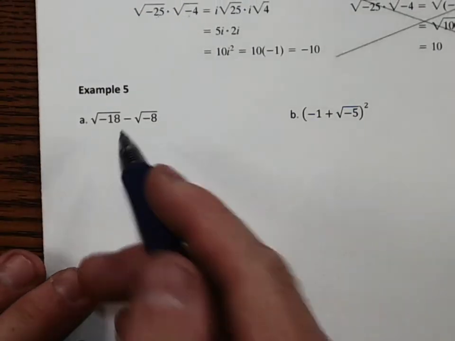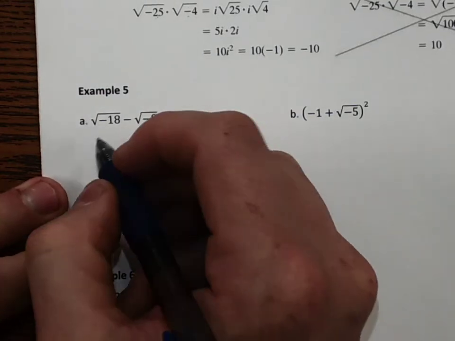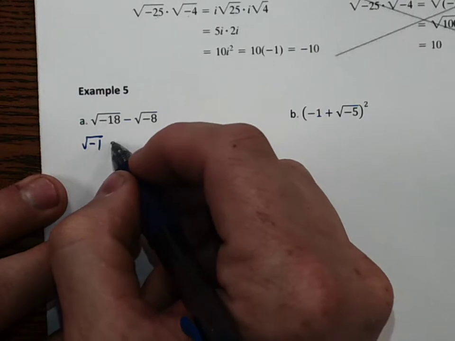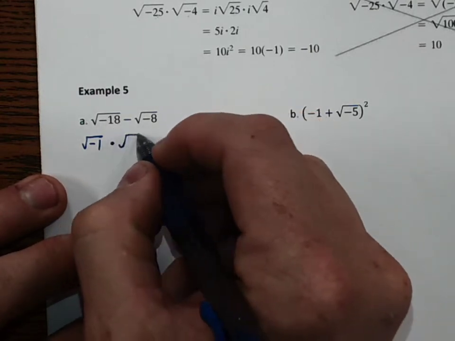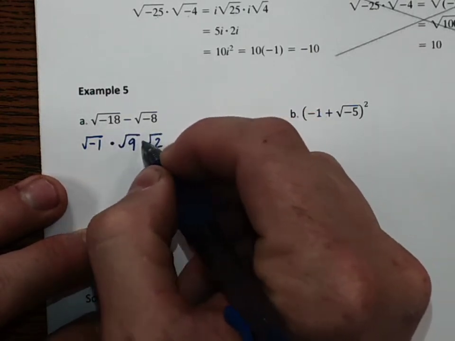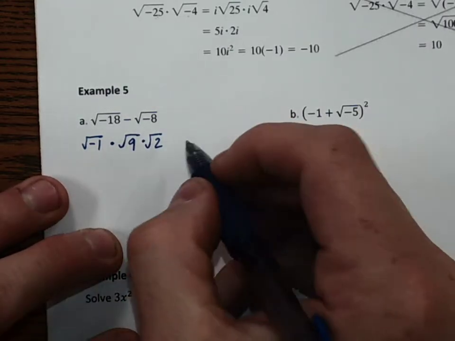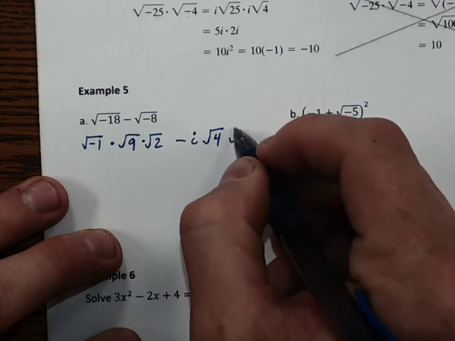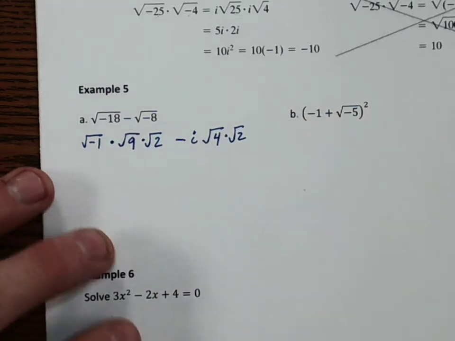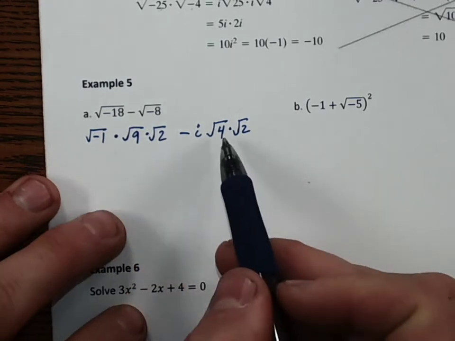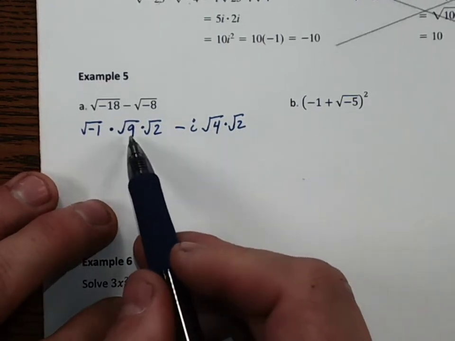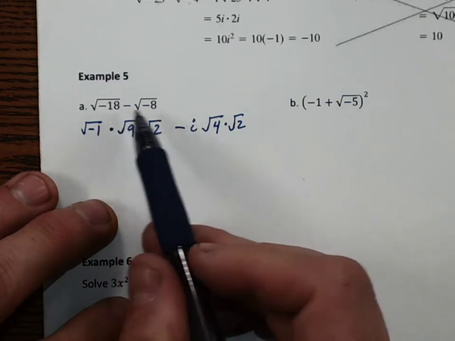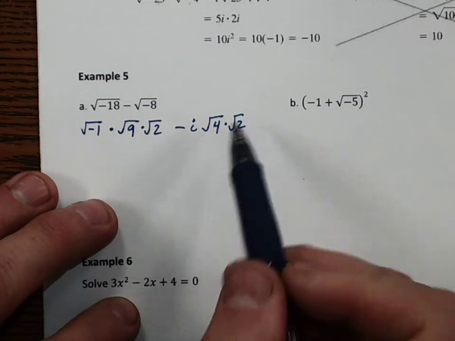So, here we go. First thing I need to do is rewrite this as negative 1, times. Now, 18 is the square root of 9 times the square root of 2. Then I have minus i. Square root of 8 is the square root of 4 times the square root of 2. Now, why did I change this to 9 times 2? And why did I change this to 4 times 2? Because 9 is a perfect square. 4 is a perfect square. They go into 18 and 8 evenly, so I'm reducing the radical.